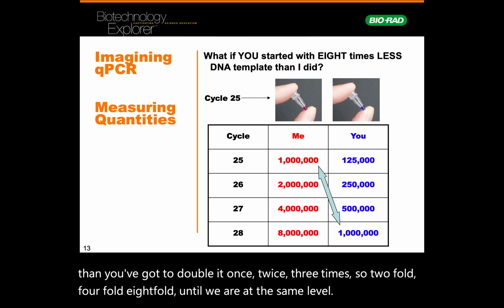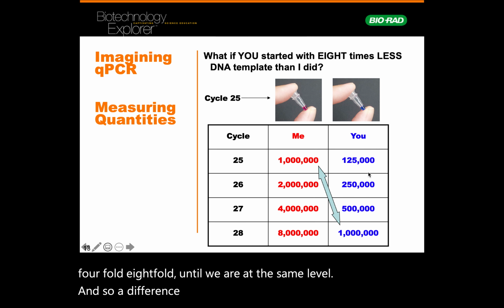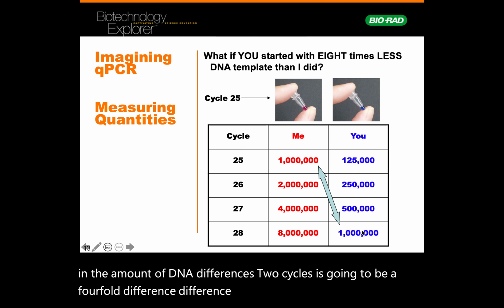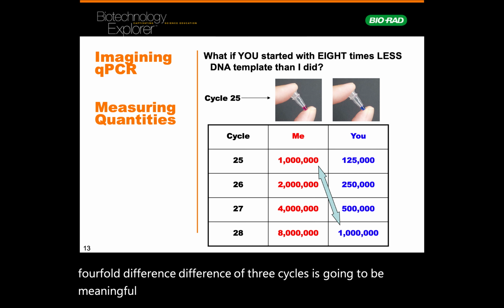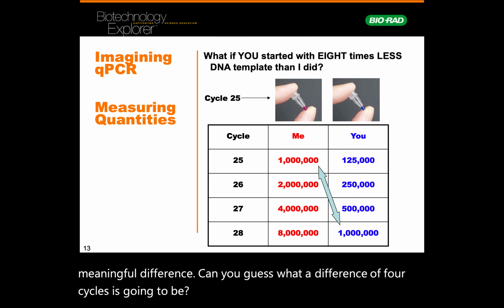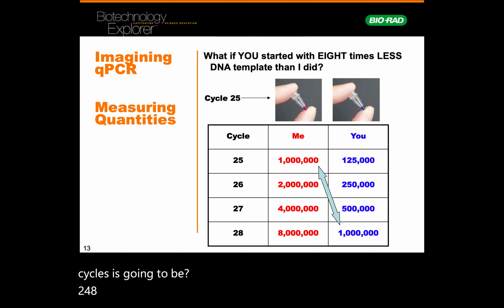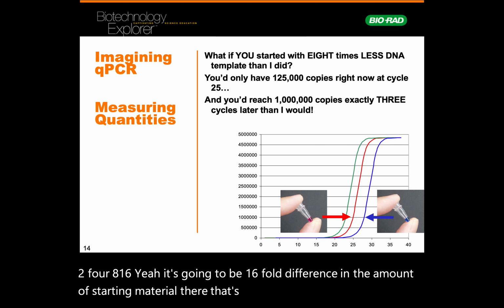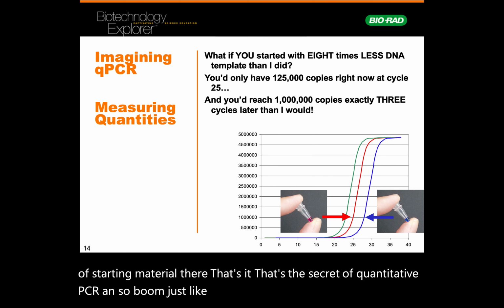And so a difference of 1 cycle is going to mean a 2-fold difference in the amount of DNA. Difference of 2 cycles is going to be a 4-fold difference. Difference of 3 cycles is going to be an 8-fold difference. Can you guess what a difference of 4 cycles is going to be? 2, 4, 8, 16. Yeah, it's going to be 16-fold difference in the amount of starting material there. That's it. That's the secret of quantitative PCR. And so, boom, just like this. If you have less DNA, it's going to take longer to get up to 1,000,000 copies.